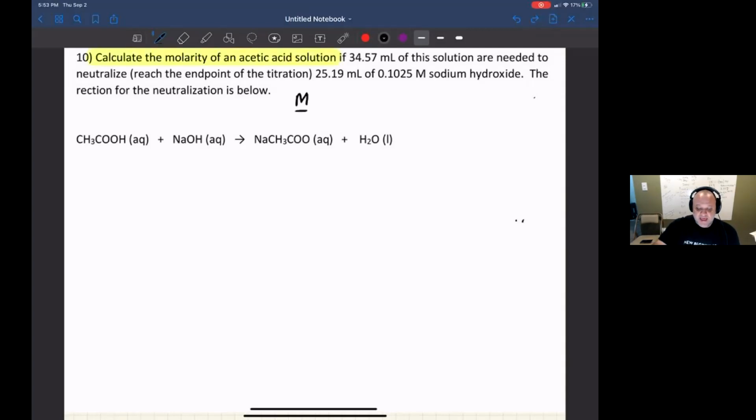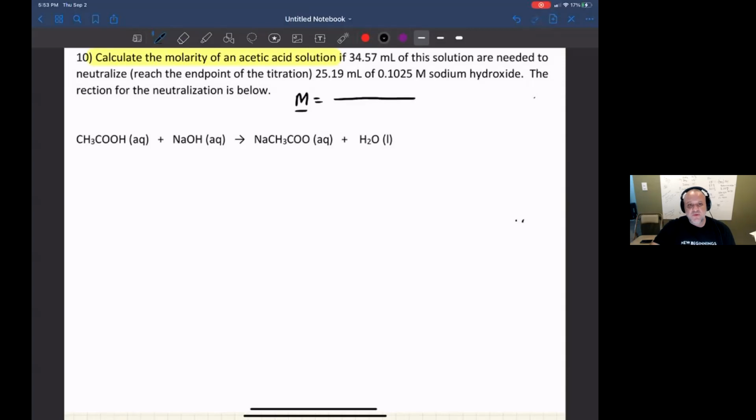So what do we have? We have this problem asking us to calculate the molarity of an acetic acid solution. It says that it took 34.57 milliliters of the unknown acetic acid solution to reach the endpoint of the titration with 25.19 milliliters of a 0.1025 molar sodium hydroxide solution. And it gives you the balanced chemical equation.